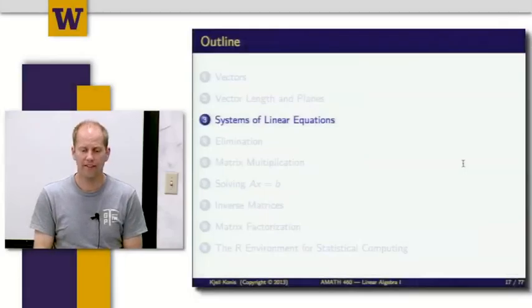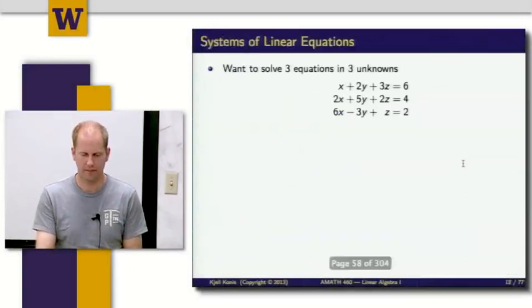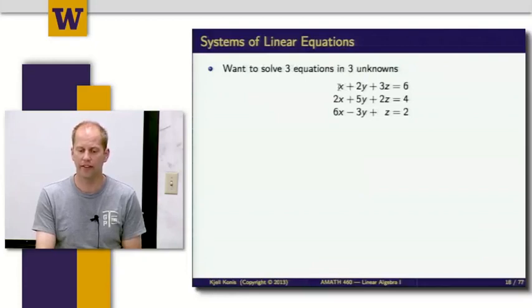Topic 3 is systems of linear equations. What I'm building up to is I want to be able to solve problems like this. So I have 3 equations in 3 unknowns. The unknowns are x, y, and z, and each row here is 1 equation. And I want to find x, y, and z that simultaneously satisfy all 3 of these equations.